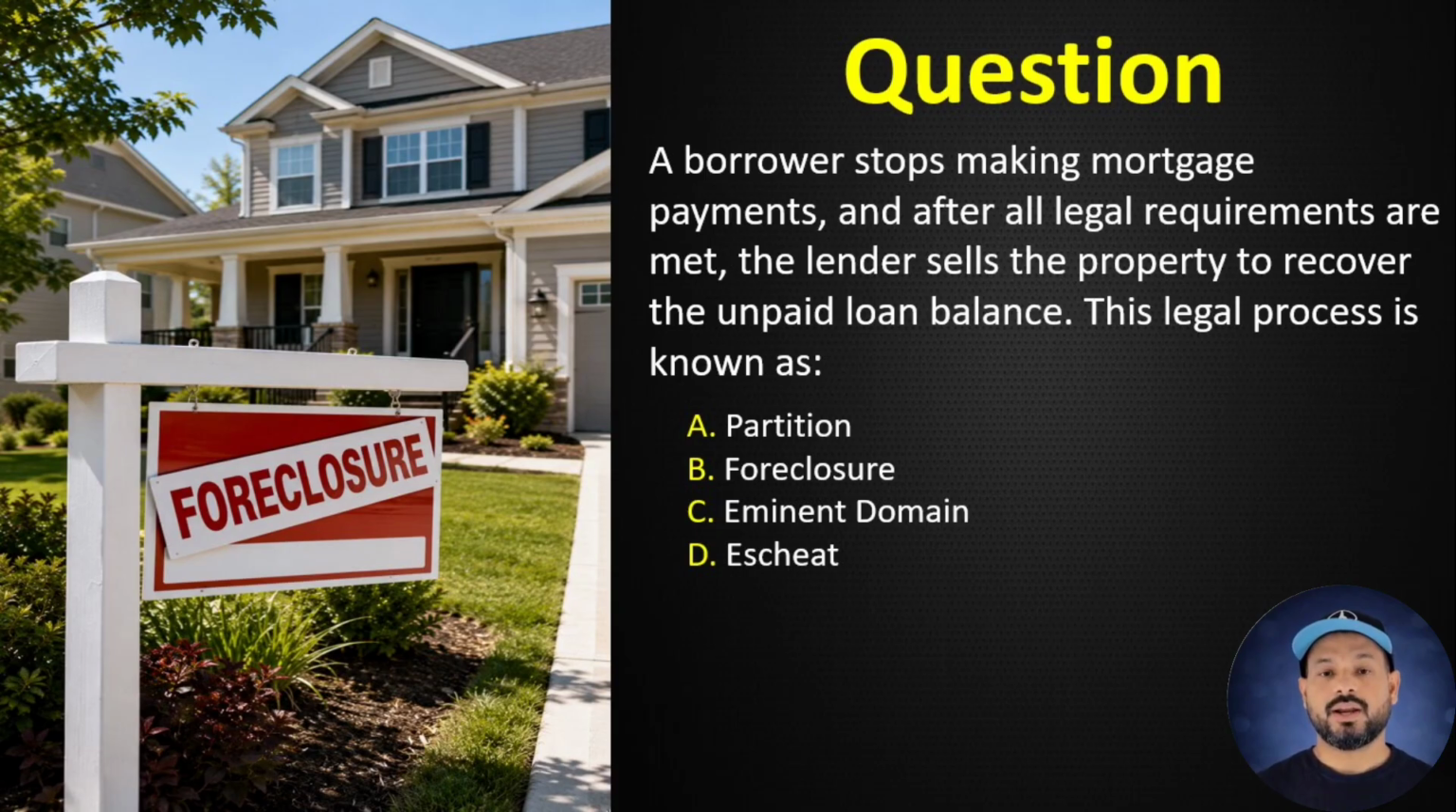Question number 41. A borrower stops making mortgage payments, and after all legal requirements are met, the lender sells the property to recover the unpaid loan balance. This legal process is known as A, partition, B, foreclosure, C, eminent domain, D, escheat. Correct answer B, foreclosure. Foreclosure allows a lender to recover a debt after a borrower defaults on the mortgage.